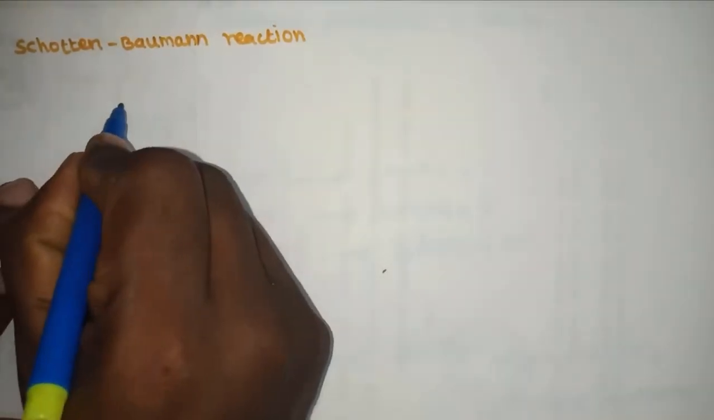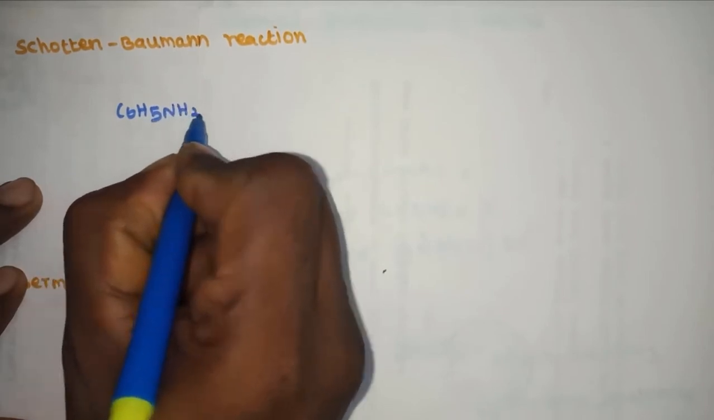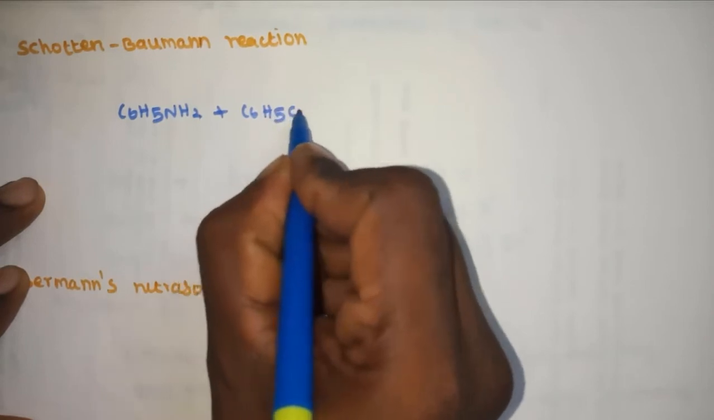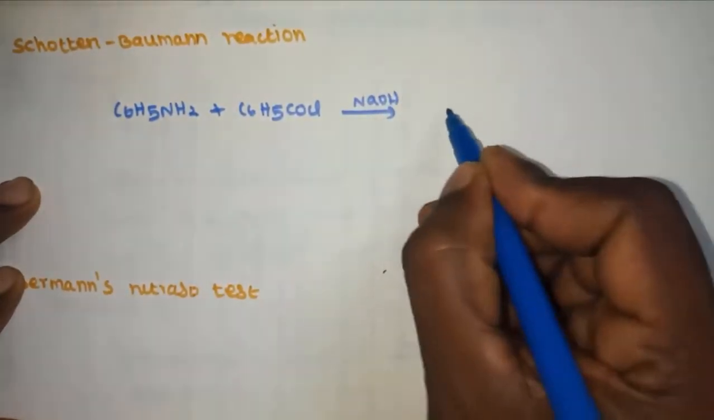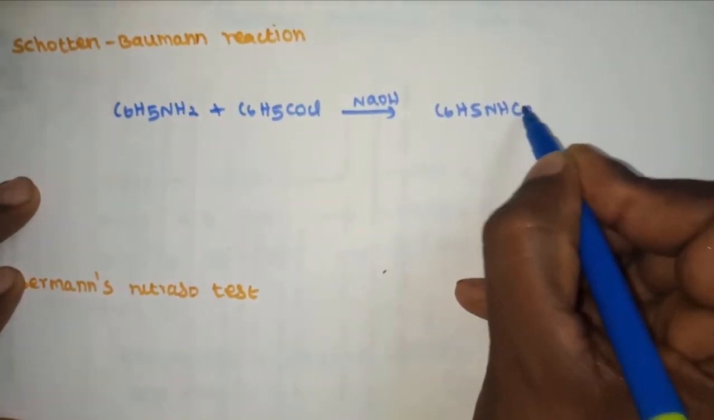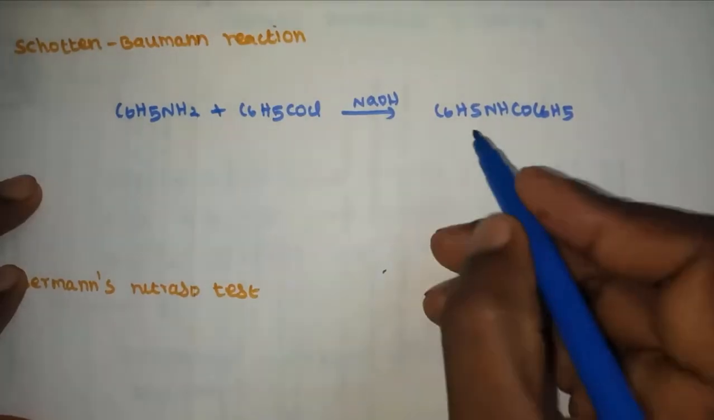Aniline reacts with benzoyl chloride in the presence of sodium hydroxide to give N-phenyl benzamide. This reaction is called the Schotten-Baumann reaction. Aniline, C6H5NH2. This is aniline. It reacts with benzoyl chloride, C6H5COCl, in the presence of sodium hydroxide to form C6H5NHCOC6H5. The name of this compound is N-phenyl benzamide.